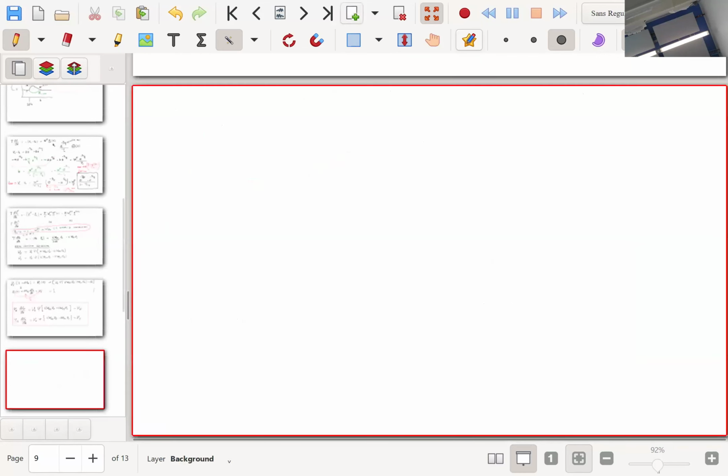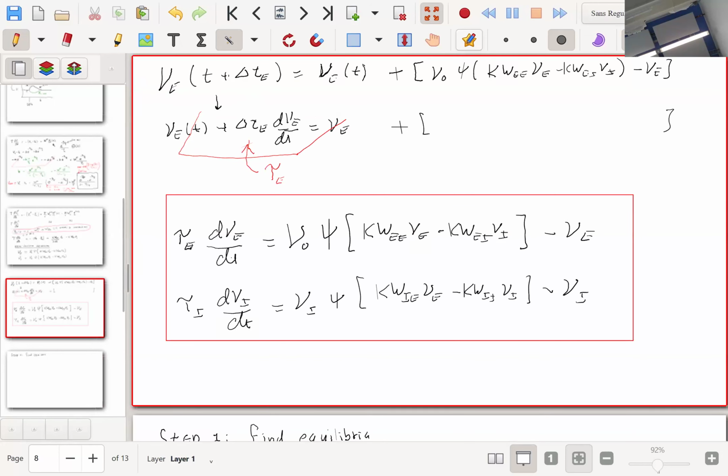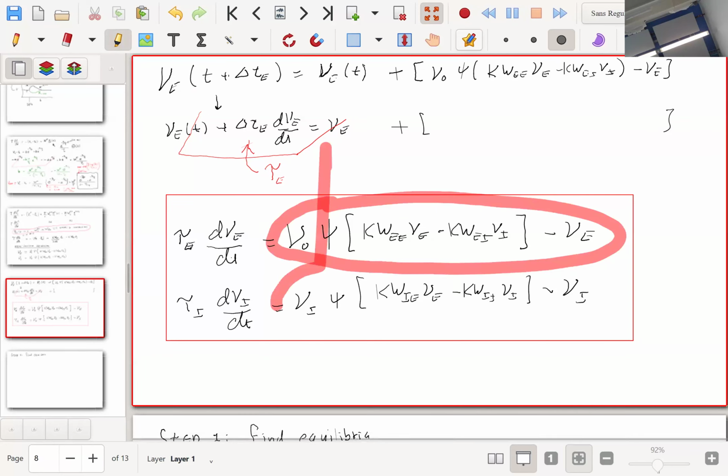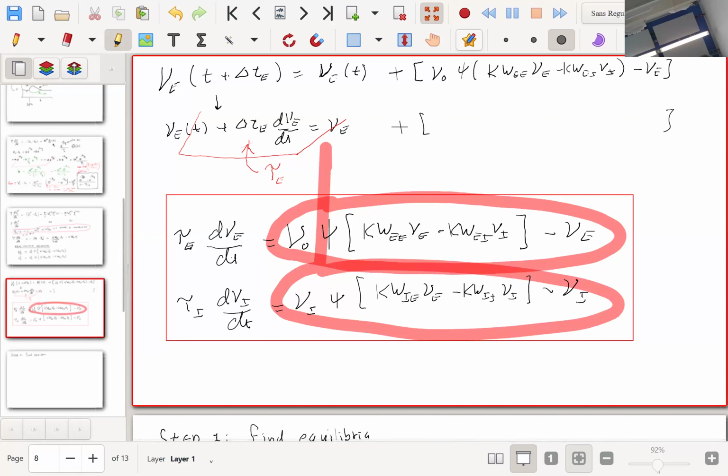So in step 1, find equilibria. The equilibria are the solutions to these equations. So the equilibria basically are the solutions to this equation. So that's a 0 and that's a 0. Okay. So those are the equilibria.